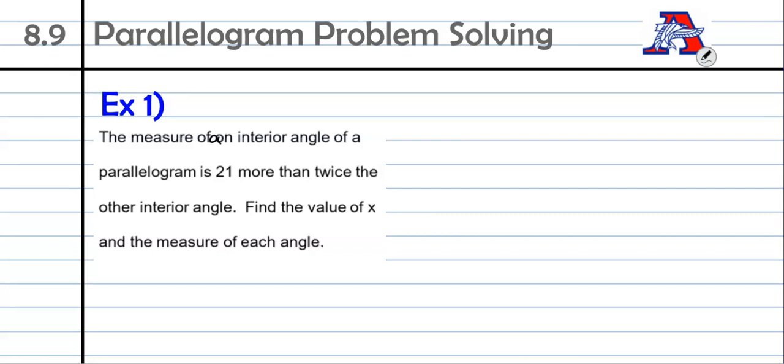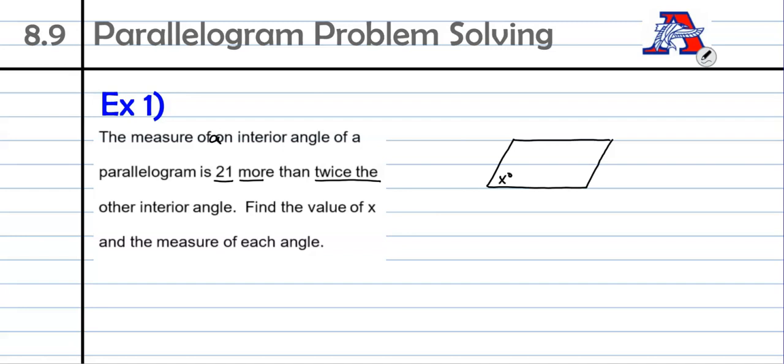Okay, so here's what I would like to do when I am doing these parallelogram problems. I know that they're all about parallelograms, so I'm just going to sketch a parallelogram. And then I'm going to go back through the problem and read it. So the measure of an interior angle of a parallelogram is 21 more than twice the other one. Okay, so one of them just has to be x. And to me, it sounds like the little one we want to be x. So let's go in our diagram and just call one of these x degrees.